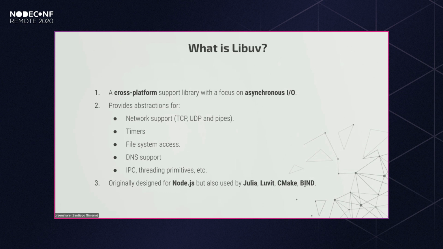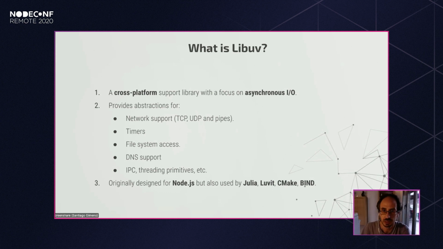So, what's Libuv? As it's widely known, it's a cross-platform support library with a focus on asynchronous input-output. It provides abstractions for network support, timers, file system access, DNS support, and some other functionality. It was originally designed for Node.js, but it's also used by other projects such as Julia, Luvit, CMake, and Bind.